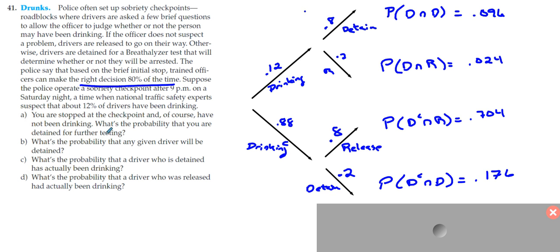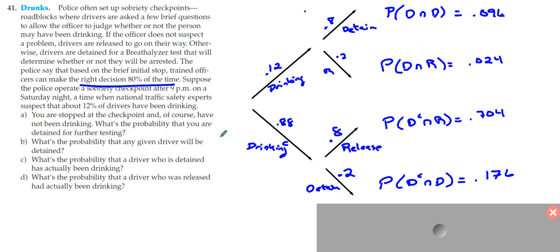Part A. You are stopped at a checkpoint and, of course, have not been drinking. What's the probability that you are detained for further testing? Well, this one we don't have to go into these because we're not talking about this and this. It is a conditional probability. We are looking for the probability of being detained given that you weren't drinking.